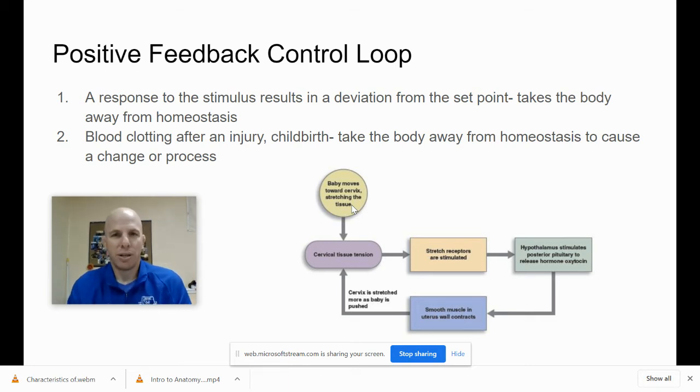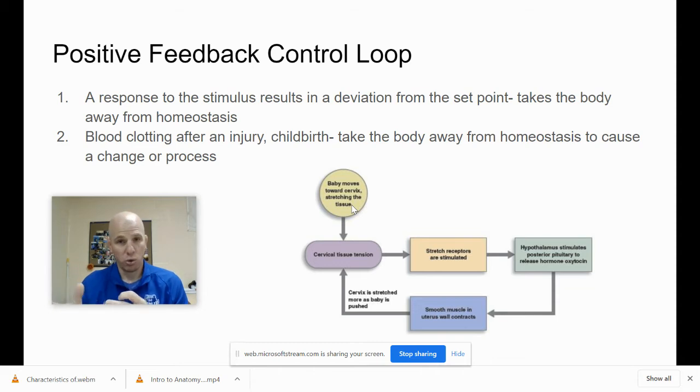Another one, which is a pretty recognizable one, is childbirth. Okay, childbirth, there are a lot of things that happen in childbirth that are way far away from homeostasis. Now, why does our body do this? Well, not my body, right? Why does a female's body do this? Well, it's taking it away from homeostasis to produce something or to cause an action, right?